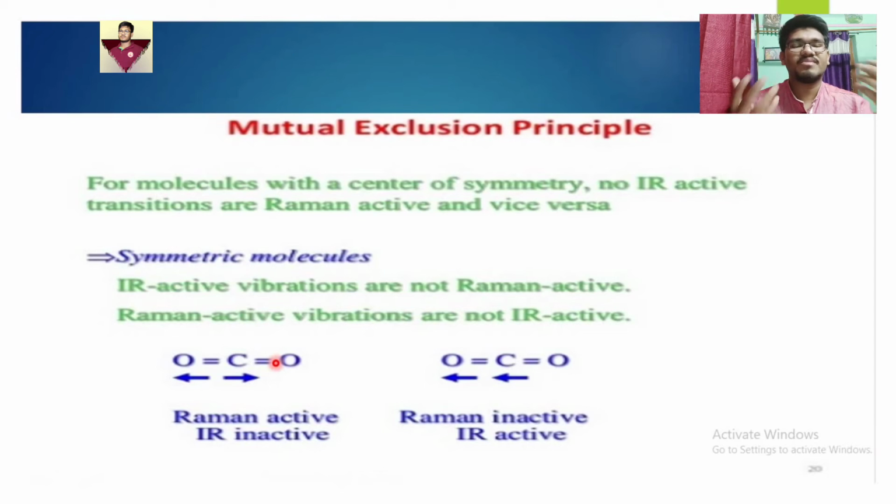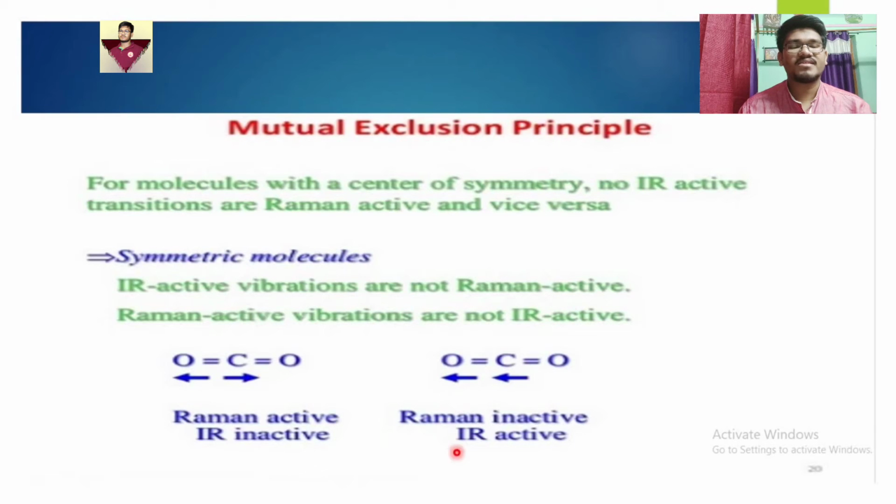So that means there is a change in the polarizability of the molecule. Now here in this case, if this C and O atom are moving like this, then there will be no change in the polarizability. So whatever change in the polarizability is incorporated by this O atom will be subtracted by this O atom. So in this case, though there is a change in dipole moment, there is no change in polarizability.